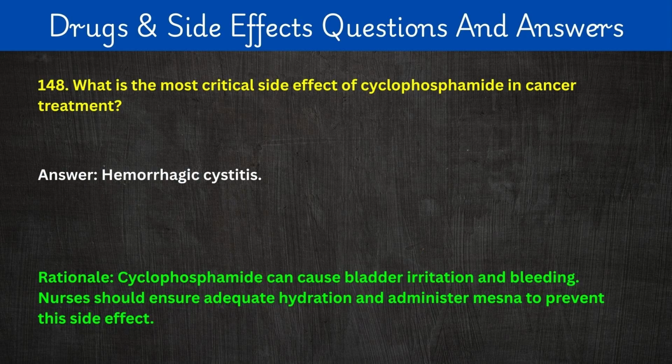148. What is the most critical side effect of cyclophosphamide in cancer treatment? Answer: Hemorrhagic cystitis. Rationale: Cyclophosphamide can cause bladder irritation and bleeding. Nurses should ensure adequate hydration and administer mesna to prevent this side effect.